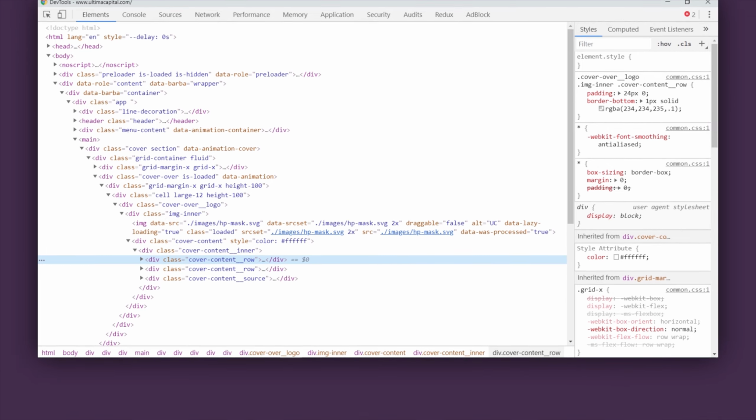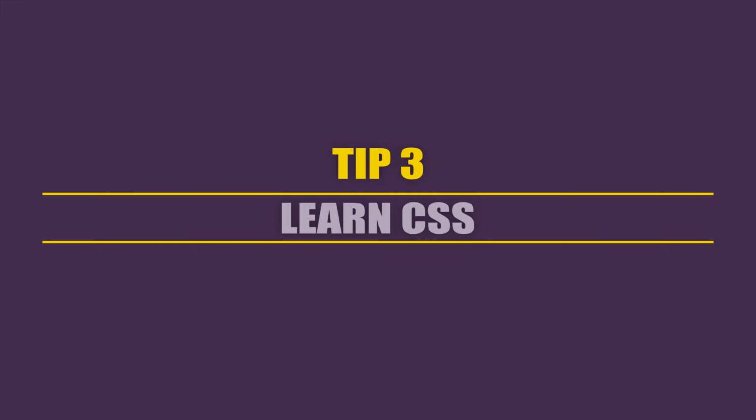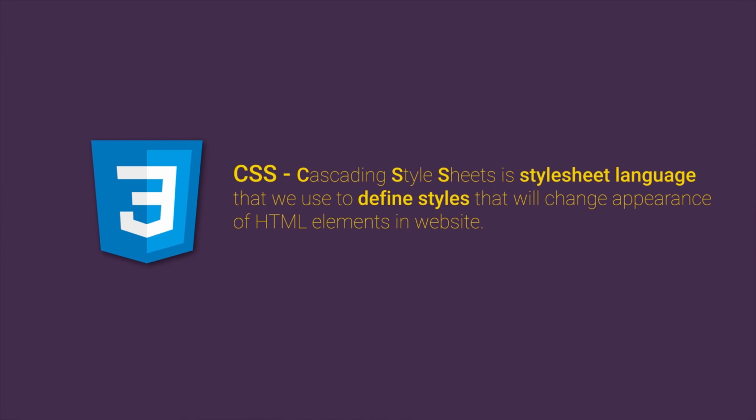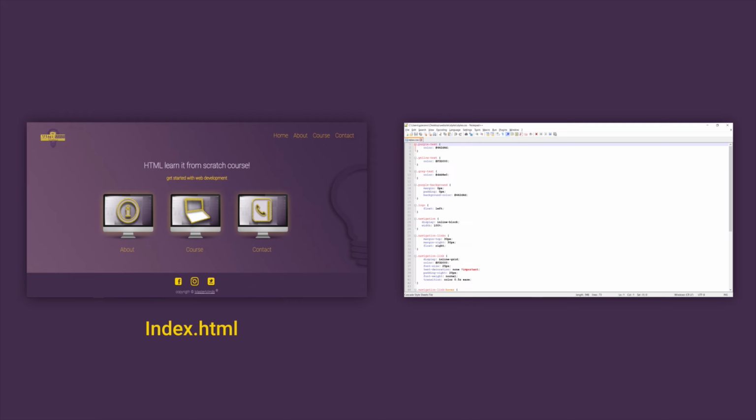So tip number 3 will be learn CSS. CSS is definitely essential for building websites, and CSS or cascading style sheets is a style sheet language that we use to define styles that will change the appearance of HTML elements in a website. You know, from our project, when we built that website from scratch, we actually needed to use CSS to change the appearance of our elements. So building websites without CSS is almost impossible.